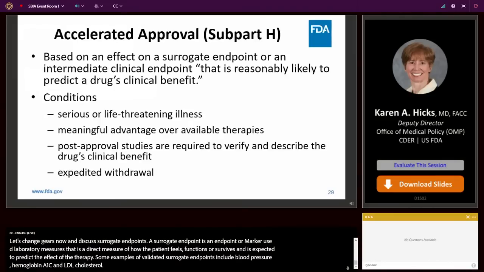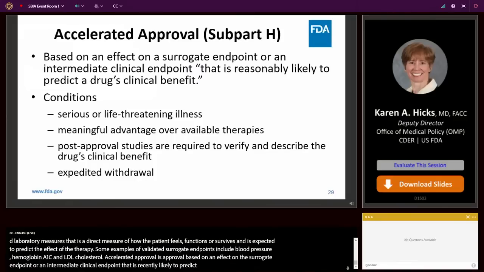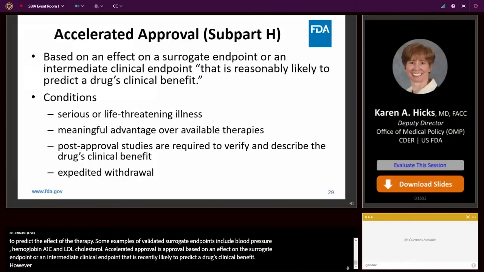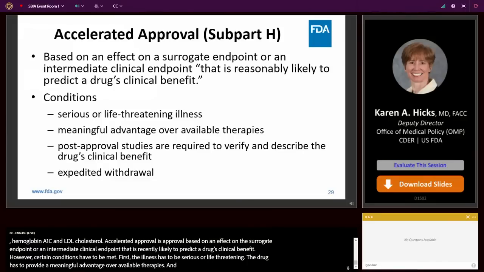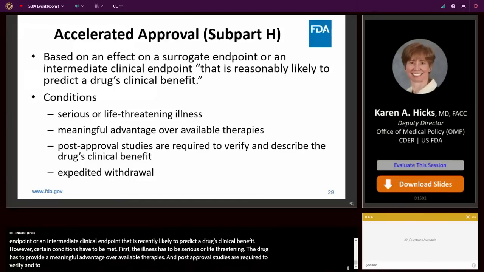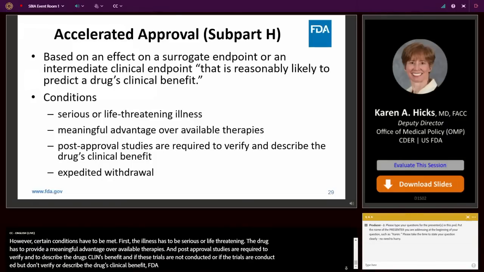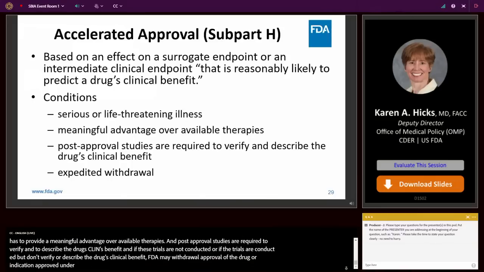Accelerated approval is approval based on an effect on a surrogate endpoint or an intermediate clinical endpoint that is reasonably likely to predict a drug's clinical benefit. However, certain conditions have to be met. First, the illness has to be serious or life-threatening. The drug has to provide a meaningful advantage over available therapies, and post-approval studies are required to verify and describe the drug's clinical benefit. And if these trials aren't conducted, or if the trials are conducted but don't verify and describe the drug's clinical benefit, FDA may withdraw approval of a drug or indication approved under the accelerated approval pathway.